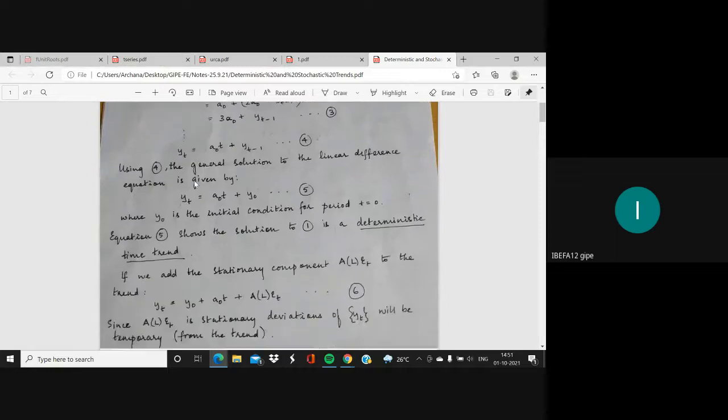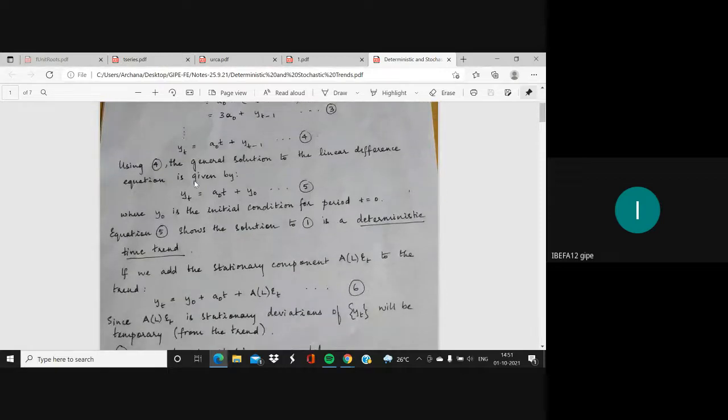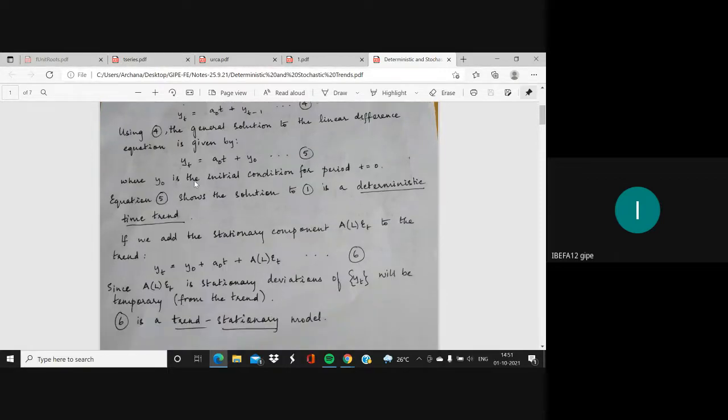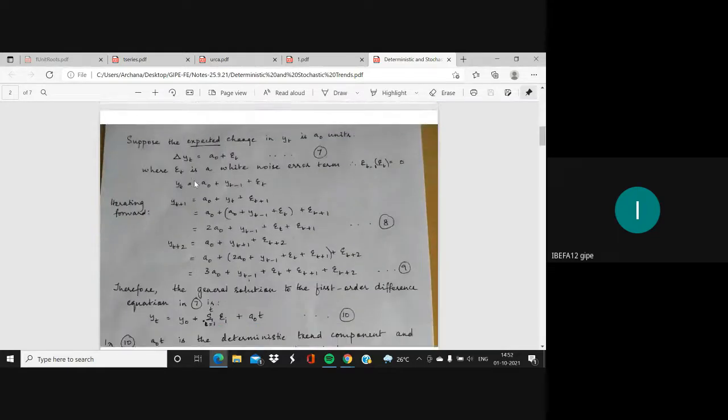So we looked at two particular cases. One is where the change in yt is some fixed amount. That is the case where the time series has a deterministic time trend. Now here, if you take the expected change in yt, it is a naught units, since if you take expectations here, et will disappear, because the mean of et is 0. So the expected change in yt is here a naught units.